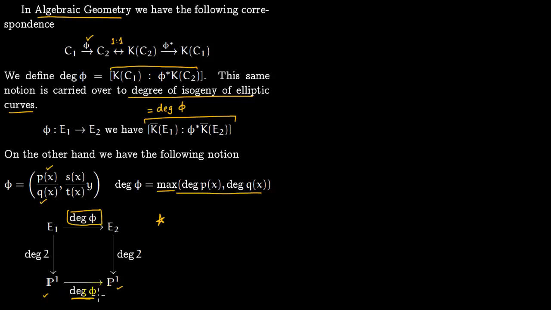The only thing we need to do is talk about this degree 2 map in some detail. Then we need to show that here the degree of phi, the field extension, will be the same as the degree of the morphism. So first let us talk about this degree 2 map.